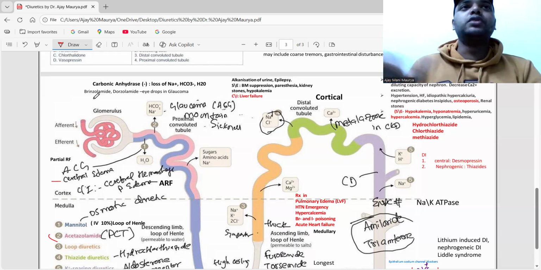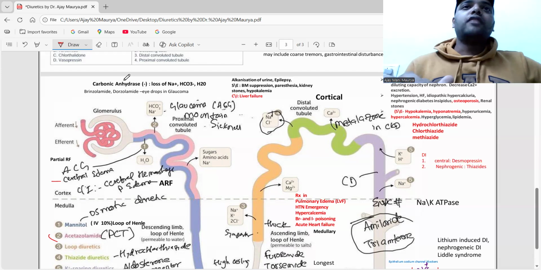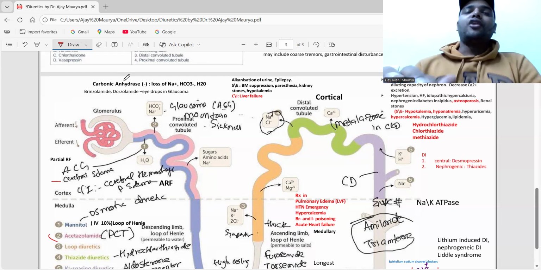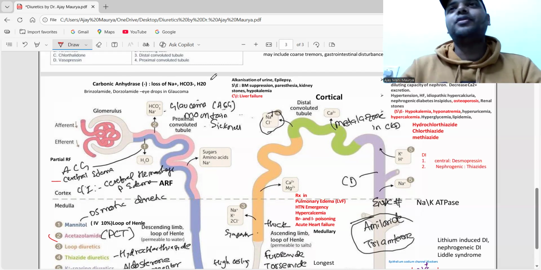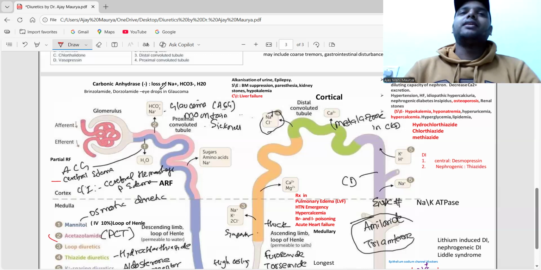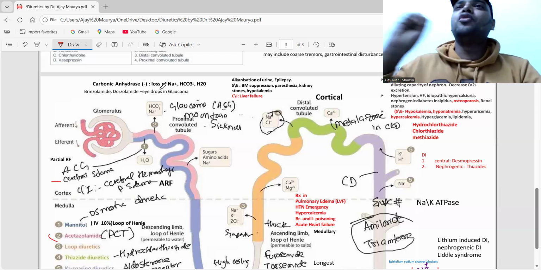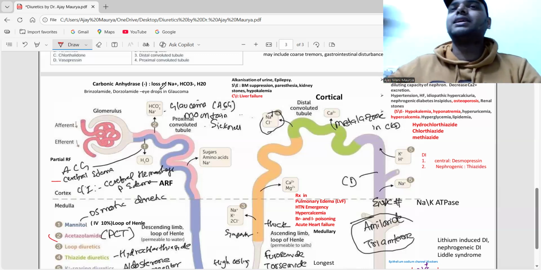What does it do? It causes loss of sodium. If there is loss of sodium, obviously there is loss of water also. It also causes loss of sodium and bicarbonates. If more bicarbonate is excreted in the urine, then what happens?